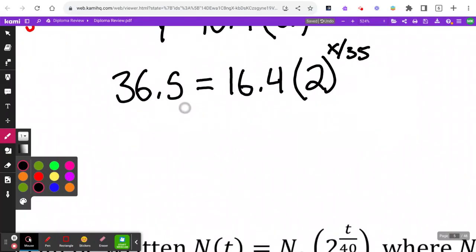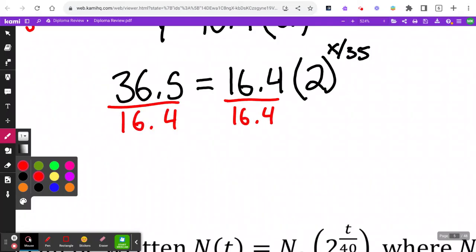To solve for that value of X, because it's in the exponent, you'll have to change this into a log. That means I need to divide 16.4 to the other side. I cannot change this into a log unless the power is by itself, and that power is not by itself. If that's an irrational decimal, then we are going to leave it as a fraction, 365 over 164, because you just take out the decimals.